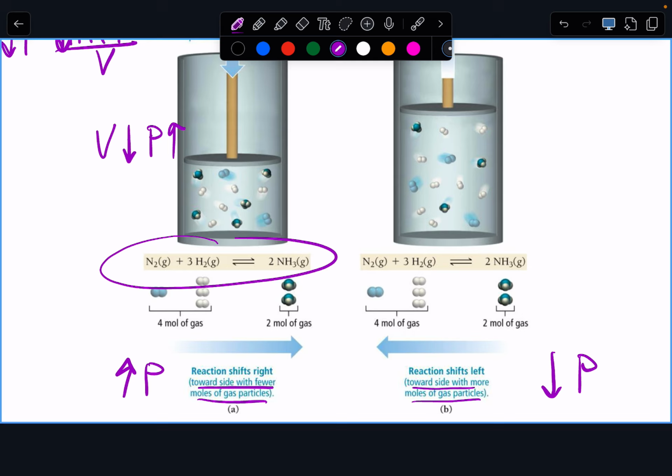It's weird to think of a decrease in pressure as being a stress, but it's upsetting the balance, you can think of it that way. So how does it get that pressure back to where it thought it wanted to be? It shifts to where there are more moles so that it can experience that pressure that was its optimum point before. You're basically figuring out how to reverse that stress to some degree.